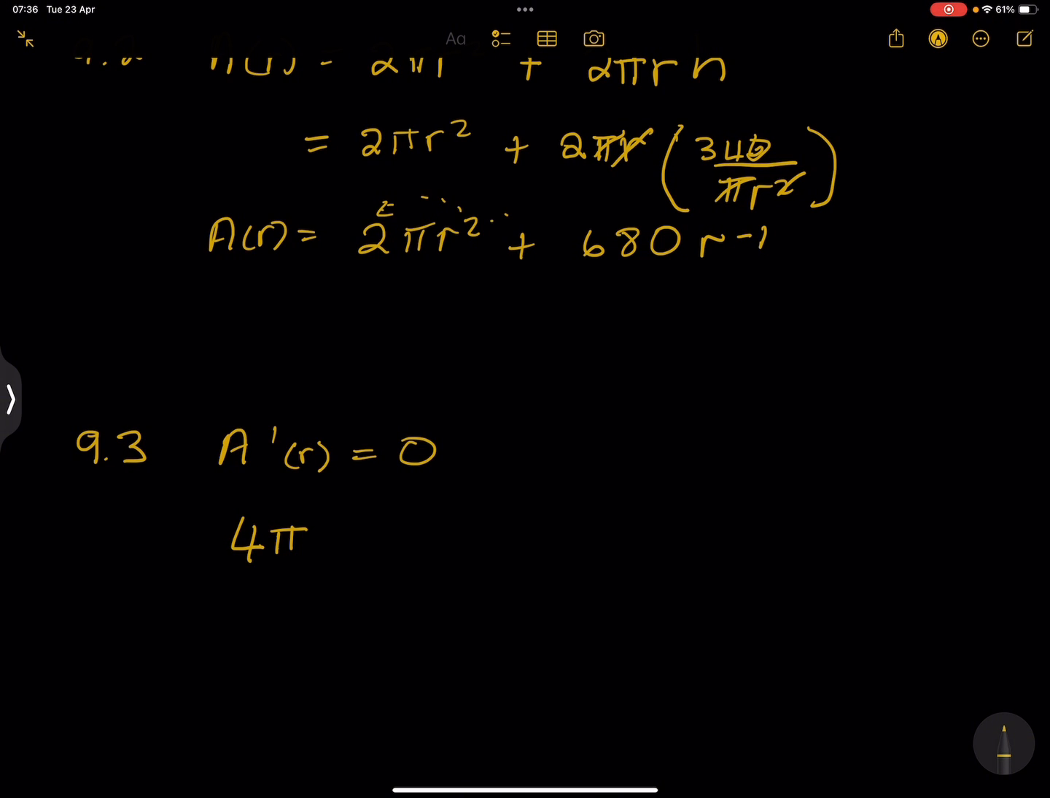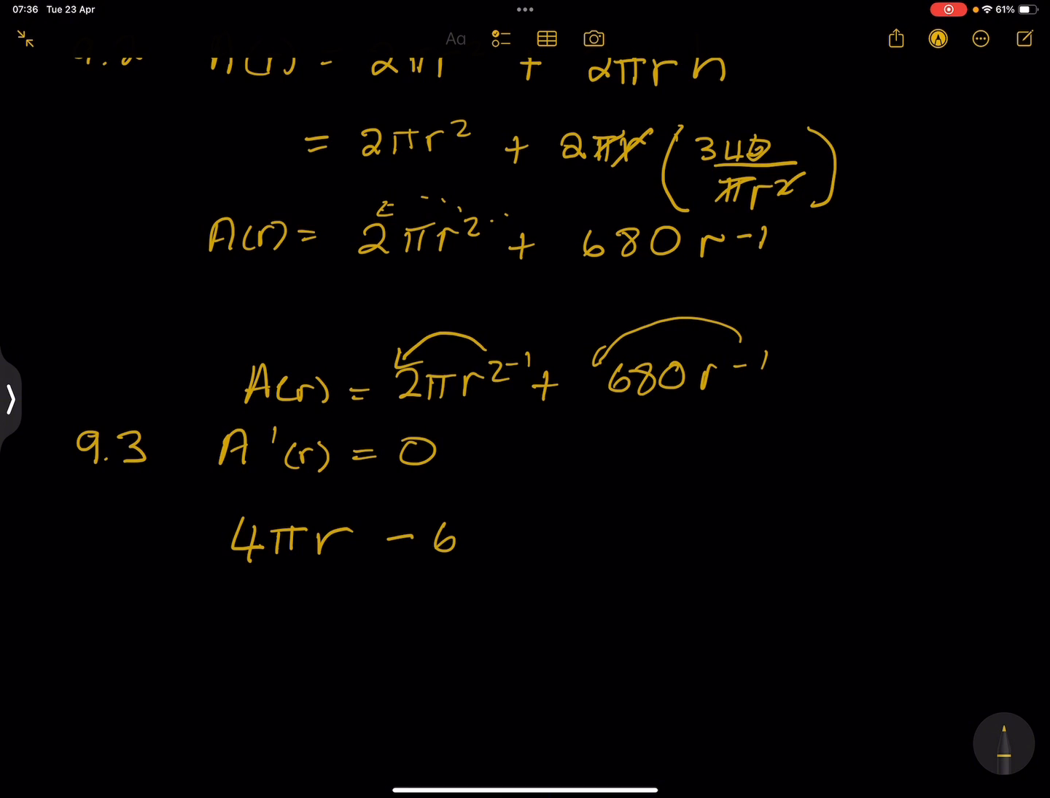In fact, let me just write A of r for the sake of those who want to understand what I'm doing. And this is 680 r to the power of minus 1. So we said this is jumping down, that gives us 4 pi r. Remember, jump down and minus 1. And then that minus 1 jumps down, so 680 times negative 1, that's minus 680, and minus 1 there, so that becomes r to the power of minus 2. And this would be equal to 0.